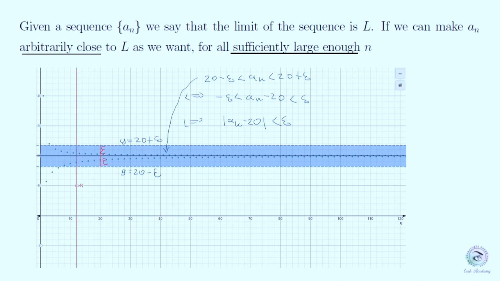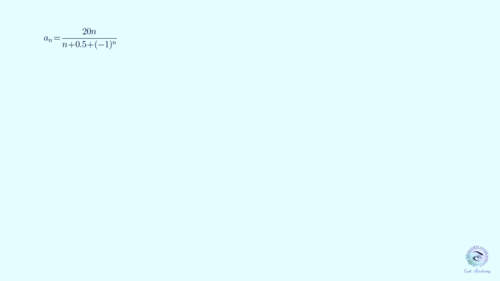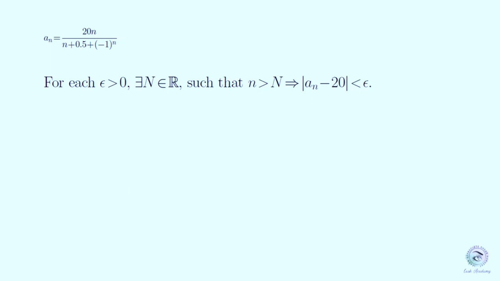Now let's list the epsilon-N criteria for the limit of the sequence given by a_n. For each epsilon greater than 0, there exists a number N such that n greater than N implies the absolute value of a_n minus 20 is less than epsilon. We already provided arguments to support the claim that the sequence given by a_n satisfies this criterion. We will present a proof establishing this claim later.